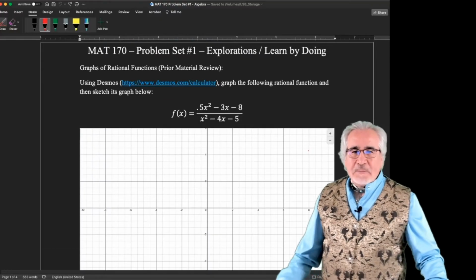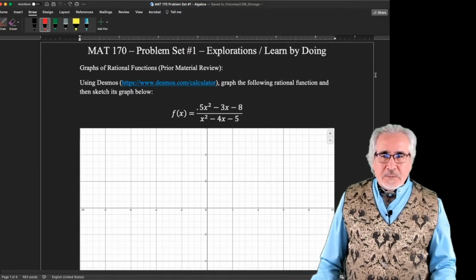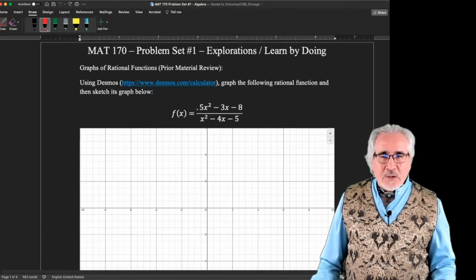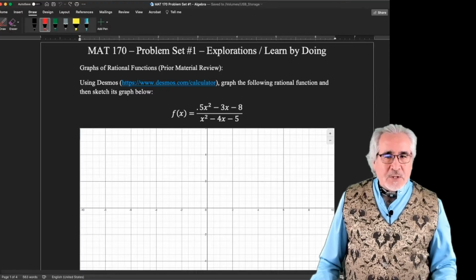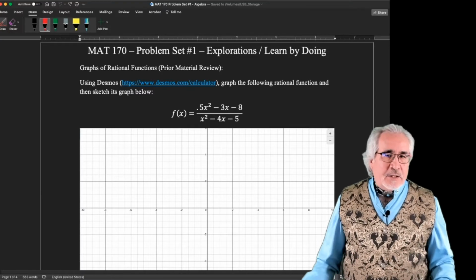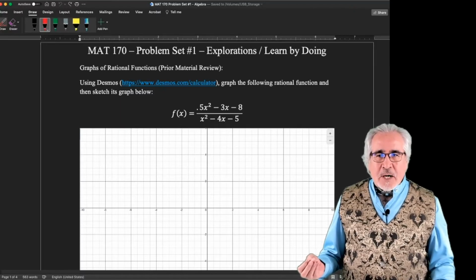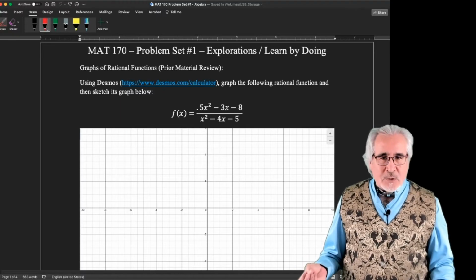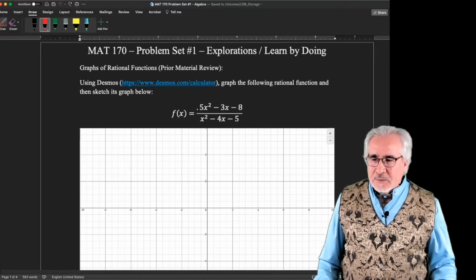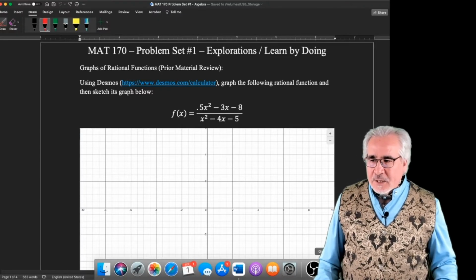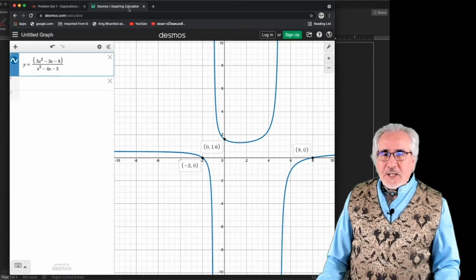So this is what you should see in our activity, Problem Set One, Explorations, Learn by Doing. So the first step is to graph this function. You can use a handheld graphing calculator if you're familiar with that. My suggestion is to use Desmos because it has some nice features. So I'm going to show you what I've already started here in Desmos. So we'll come over to the Desmos calculator.